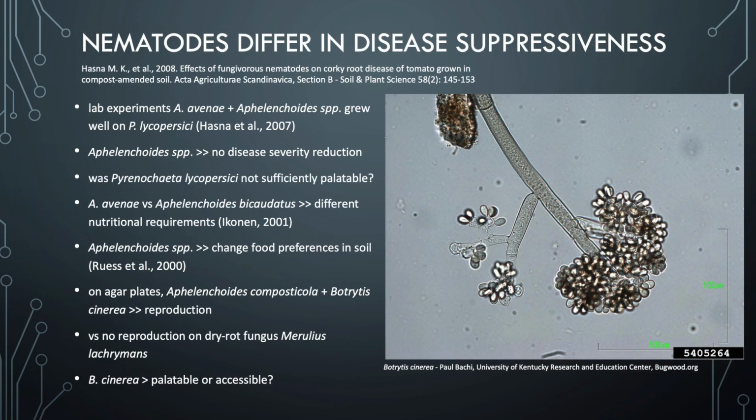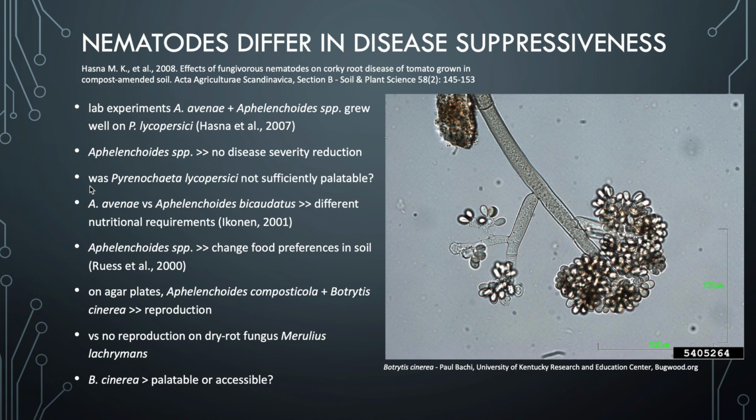So interestingly, when the authors of this study were initially looking at the suppressiveness of the two different nematodes in the lab before doing the experiment in the field and in the pots in the greenhouse, they found that both Aphelenchus aveni and Aphelenchoides species grew well on Pyrenochaeta. And so therefore they used these two nematodes as potential disease-suppressing agents. However, as we know, Aphelenchoides species had no effect at all and didn't in any way reduce disease severity.